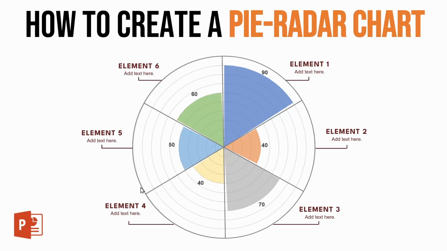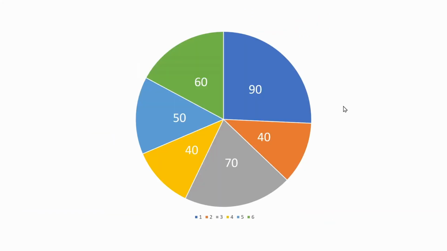Hi everyone, in this video we will be looking at how to create this pie radar combination chart. We all know how a pie chart looks. In a pie chart we have slices to illustrate numerical proportions of values. Each slice represents a category and its size is proportional to the percentage or share of the total.